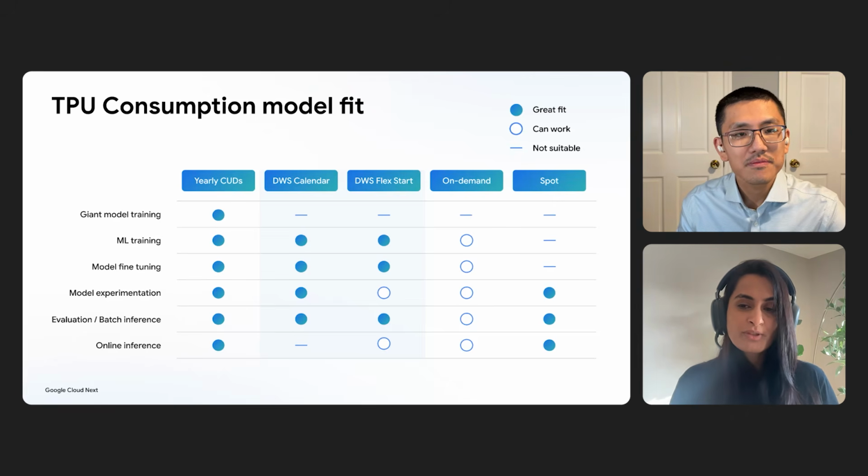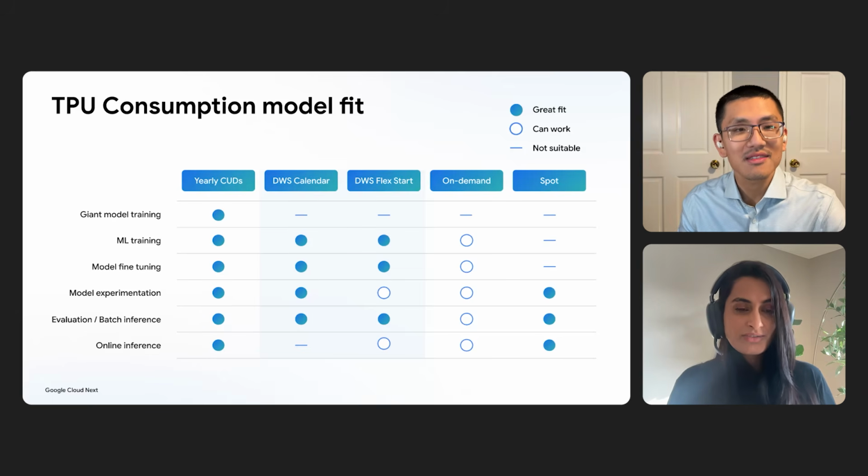You get uninterrupted VMs up to 7 days. And this is a pay-as-you-go model. So whenever you're using it, you get billed, otherwise, you do not get billed.